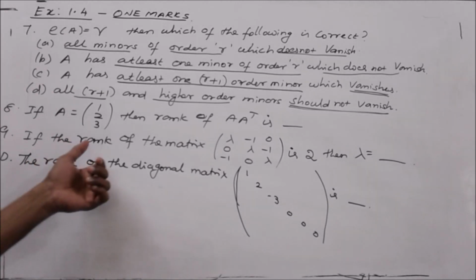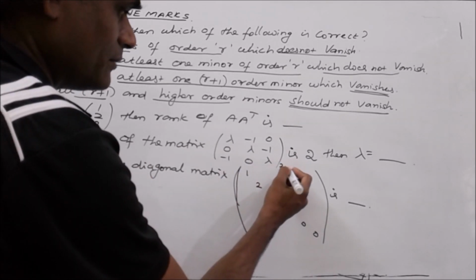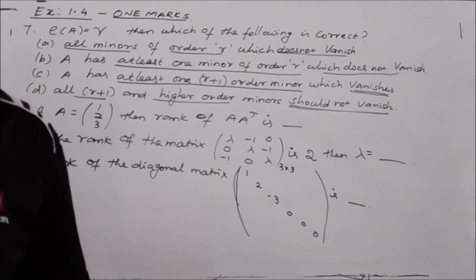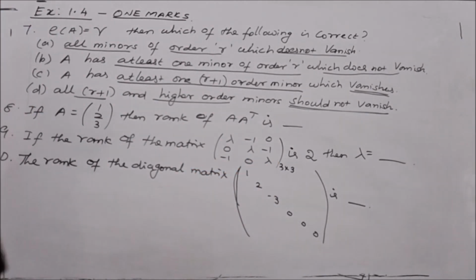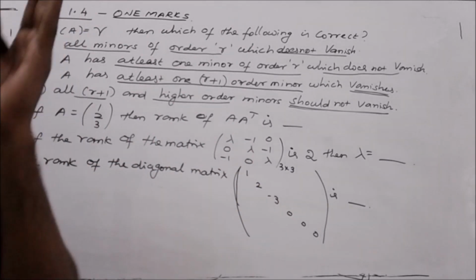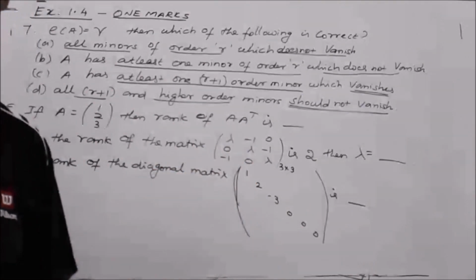Look here: the given rank is 2, but the given matrix is 3 by 3. That means the 3 by 3 minor should become 0. If the rank is 3, the 3 by 3 determinant is non-zero. But the rank is given as 2, while its order is 3. That means all the 3 by 3 minors become 0. Here we have only one 3 by 3 matrix.